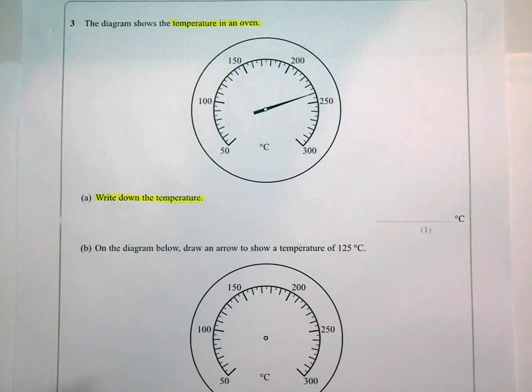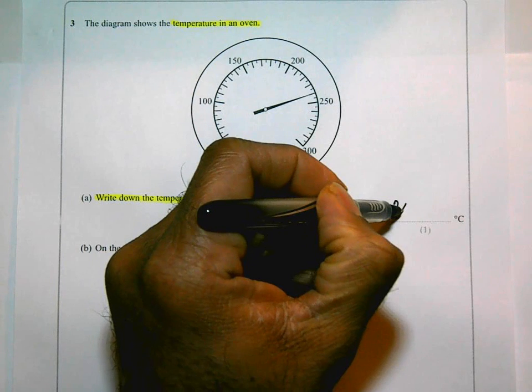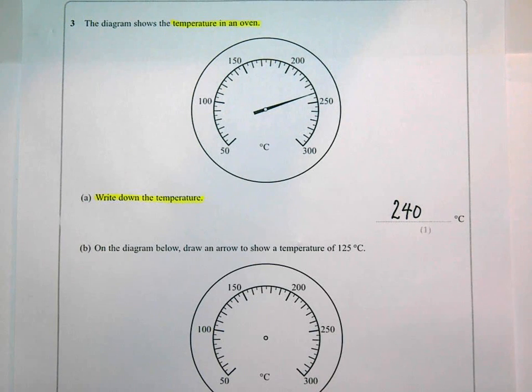That means that it is pointing to 240 degrees Celsius. Okay, you need to go through that process. Don't just guess it, but make sure you go through the process, check what it is, and make sure you understand. Okay, going on to part B.